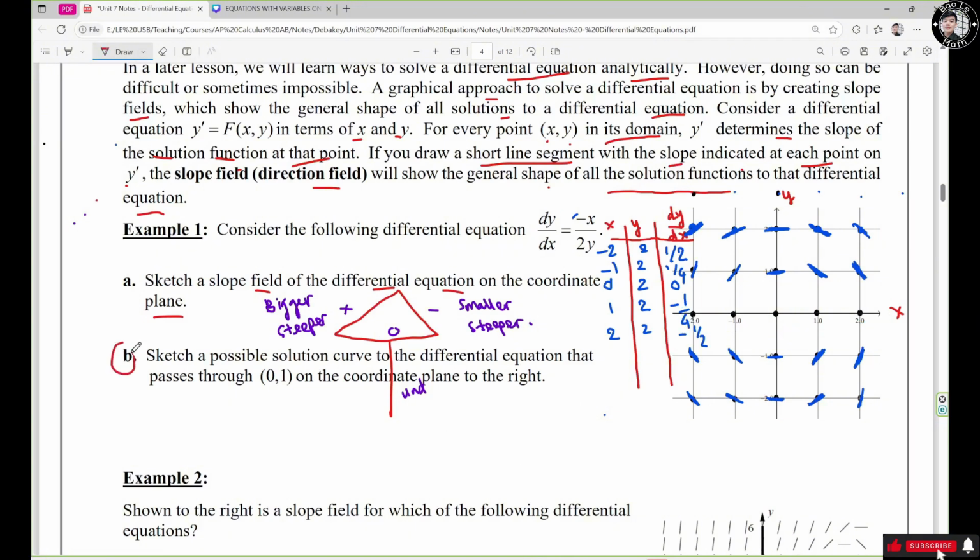B. Sketch a possible solution curve to the differential equation that passes through the point (0, 1) on the coordinate plane to the right. So (0, 1) is right here, right? If we let s equals negative 1 and y equals 1/2, we substitute over here. Does that mean we get 1 over 1, which is 1, right? So in order to draw a slope segment right here, we need to go up by 1, go to the right by 1. So you're going to get something like this, right?